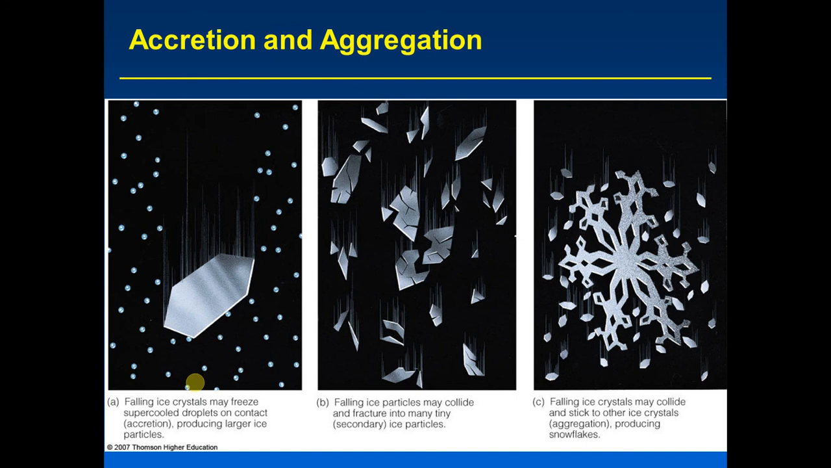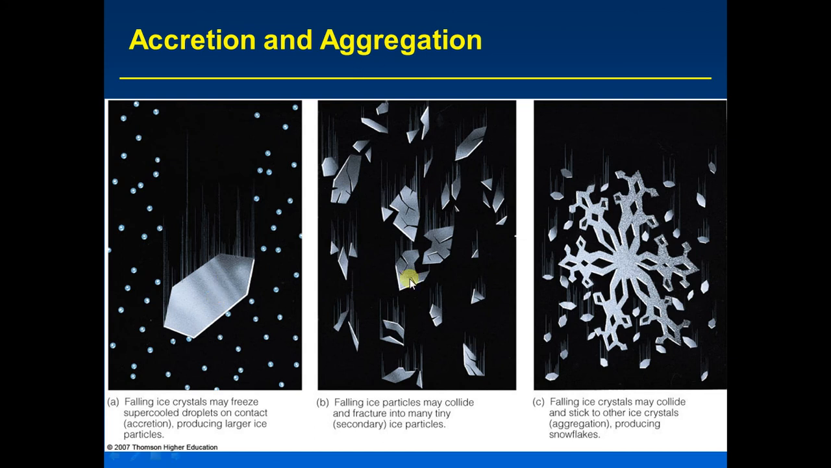So here are three fates of the falling ice crystal. A. Falling ice crystals might freeze supercooled water droplets directly on contact. That's called accretion, producing larger ice particles. So for accretion, the ice crystal falls and freezes these supercooled water droplets directly on contact, and then the ice crystal grows larger. That can form graupel or snow pellets. Accretion can form graupel or snow pellets, kind of like small hail pellets or small hailstones.